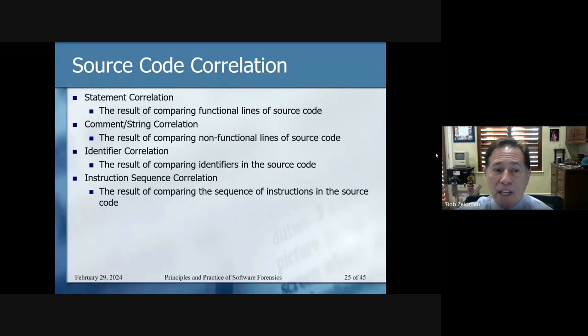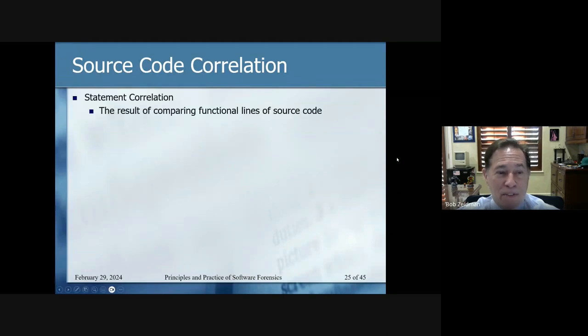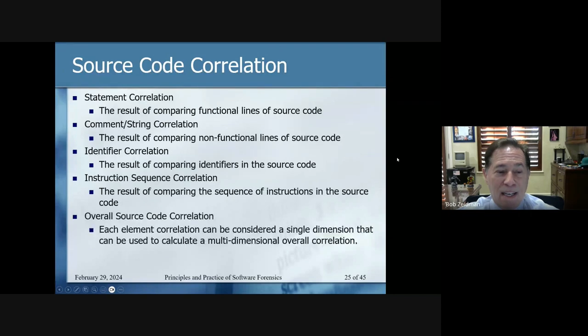What I said was somebody can change instructions, for example, or change comments. It's easy to change comments or strings. Someone can change the language of a user message, or change the name of a variable or a function, and still the program will work. We still need to be able to detect that the code was copied, but then these things were changed. So if we look at each of these separately, take out all the statements and just compare the statements, then take out all the comments and just compare the comments, take out all the identifiers and just compare the identifiers.